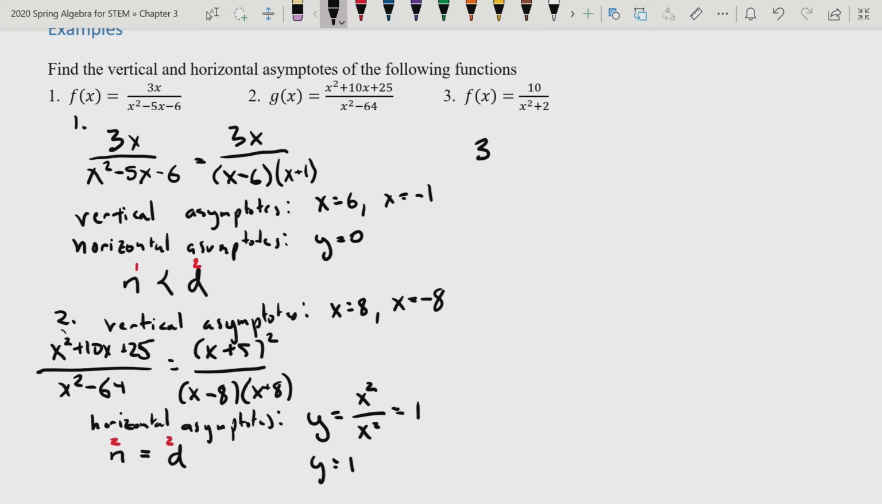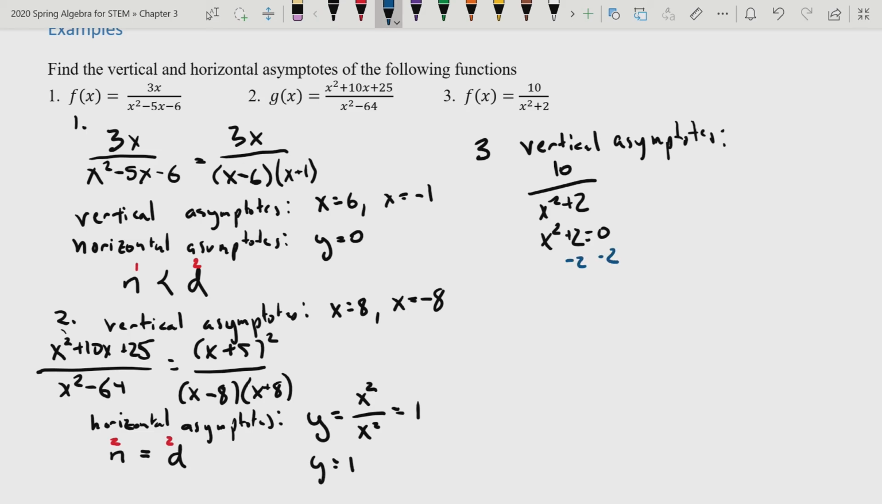Part 3, we look at the vertical asymptotes. Here we factor the numerator and the denominator. In this case, both are factored. So now we just need to check where the denominator is 0. When is x squared plus 2 equals 0? If I subtract 2 from both sides, I see x squared equals negative 2. No real answer will give that. So there's no vertical asymptotes.